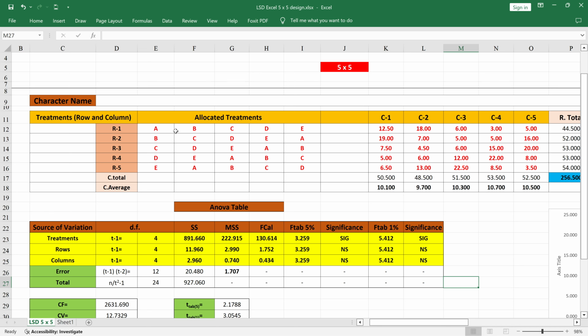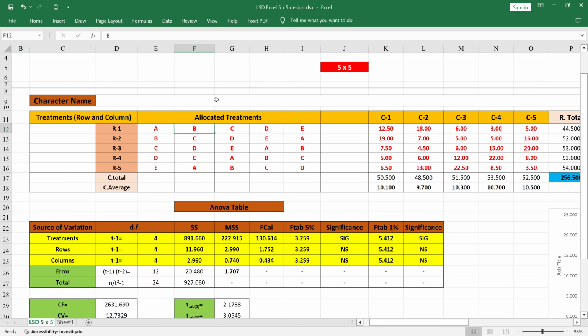You can see here A, B, C, D, E, and here A, B, C, D, E. I'm not repeating any character, like putting B here and B here. You can see here B, C, D, E, A. Each treatment appears only once in a row or in a column. Keep in mind, this is very, very important. This is only numbers; there is no formula required for this. You can allocate any treatment which you need, but if you follow this, it's better.